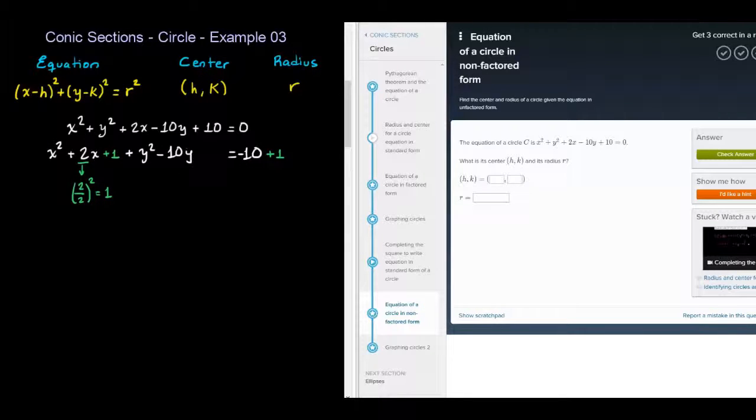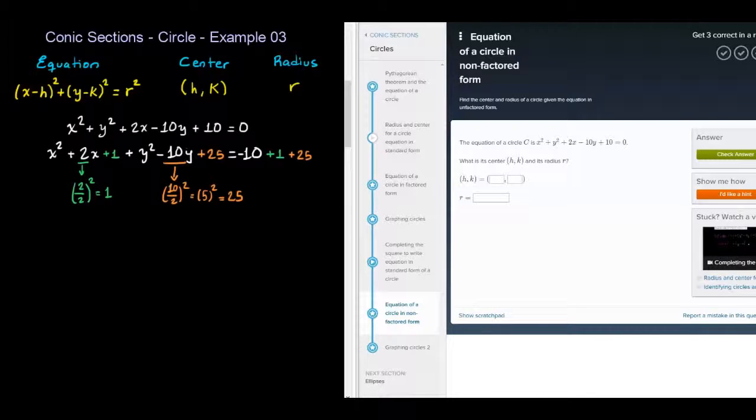Now I'm going to do it with the 10. We take the 10 here and do the same: 10 over 2 is 5, squared, that's 25. So we add a 25 here, and again we add 25 on the other side.